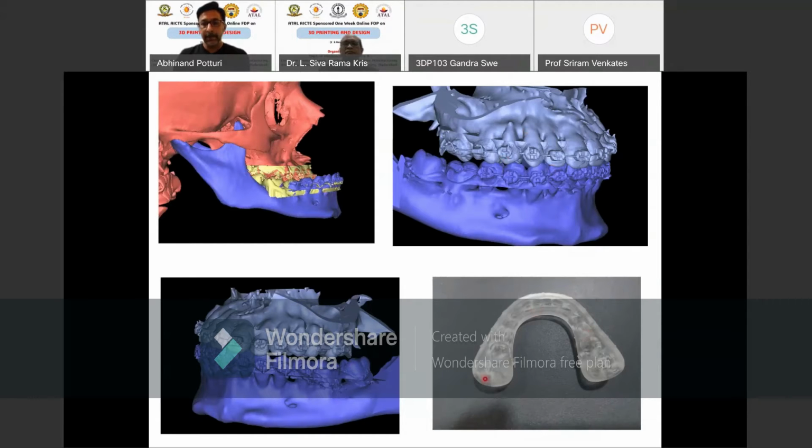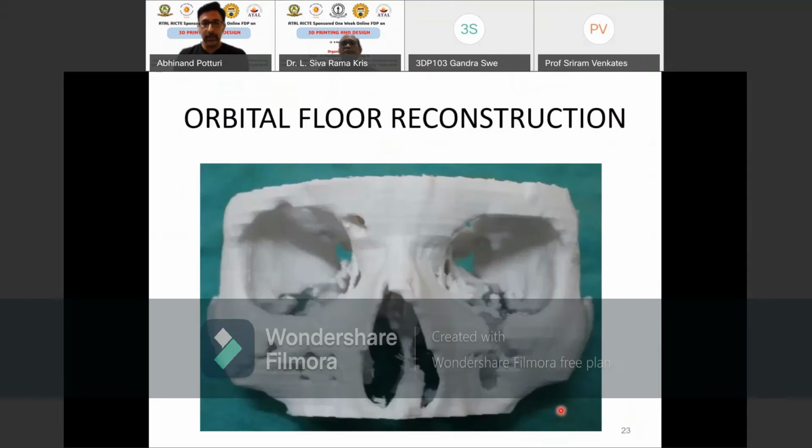This is a 3D printed splint, which will be used as a template on the operatory table so that we can position the jaws exactly the way we wanted in the computer on the real patient. That is what this 3D printing will help in doing cosmetic procedures.